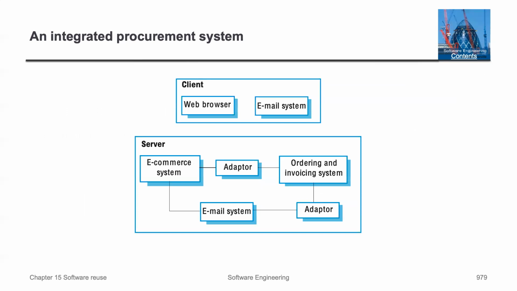So here's an illustration of an integrated procurement system. You have the client and the server. The client has a web browser and an email system to engage with it. And then in the server, you have the e-commerce system, having an adapter, say if you have an ordering and invoicing system, and you need to be communicating with an email system. And so here you have several adapters that are required to go from one product to another.